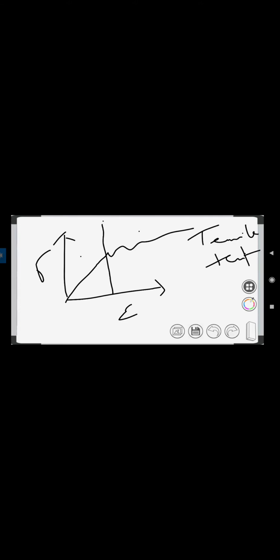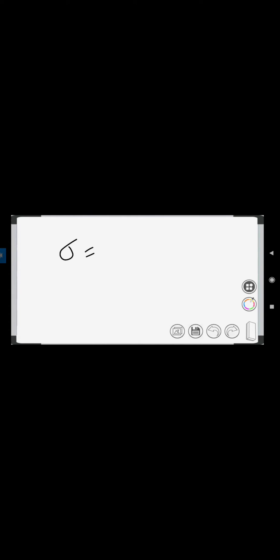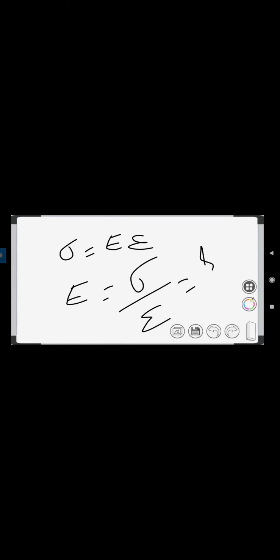Okay, so the relation between stress and strain can be given by Hooke's law, which is sigma is equal to E times epsilon. Let me write down Hooke's law again. This is the stress, this is the strain, and this is the Young's modulus. So if you look closely, we can write it as Young's modulus is equal to stress by strain, which is again a very important relationship in rock mechanics.